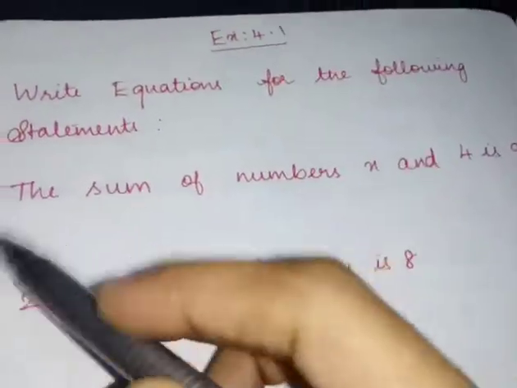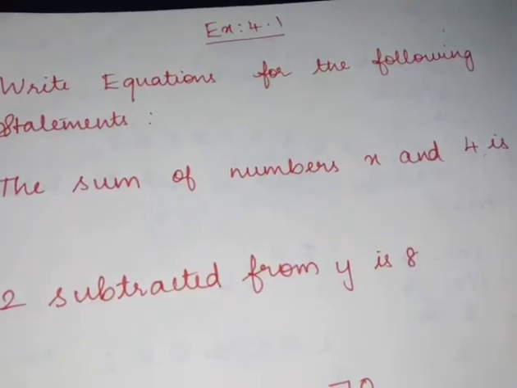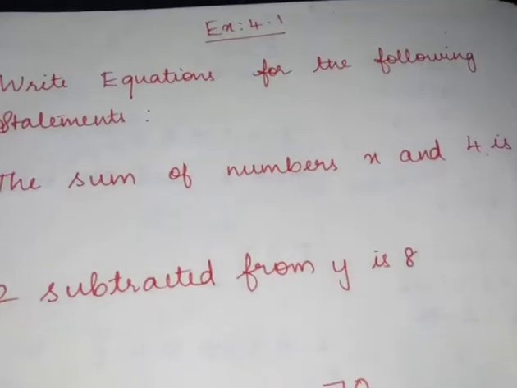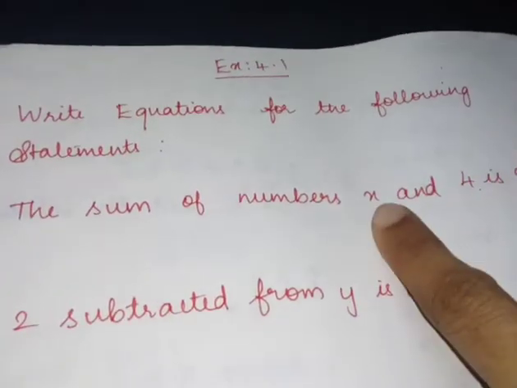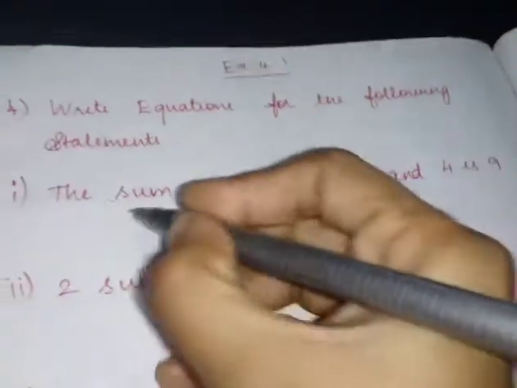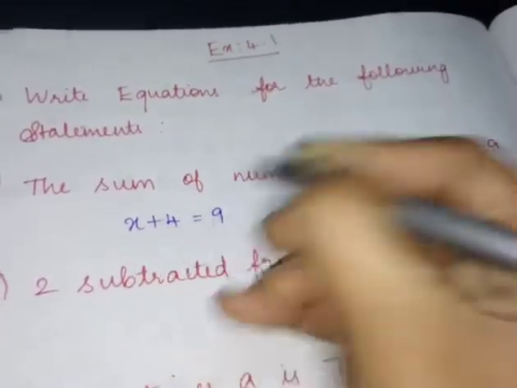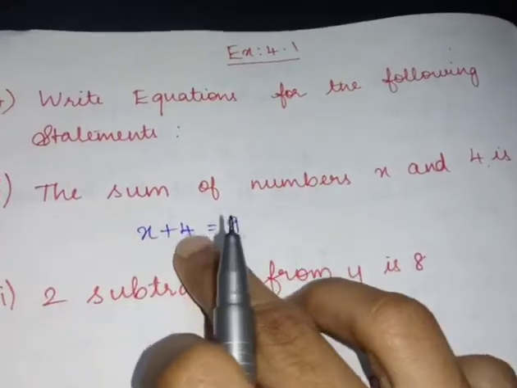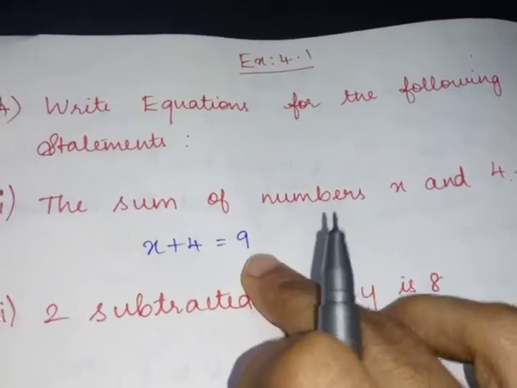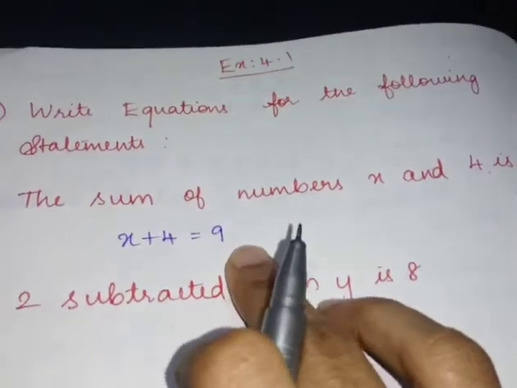First question. The sum of numbers x and 4 is 9. So what you will do? The sum means plus of x and 4 is 9. So how you will write the equation? x plus 4 equal to 9. Sum of the numbers x and 4 is 9. So I am just adding two values to get 9.